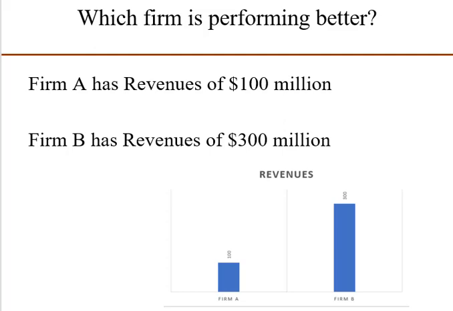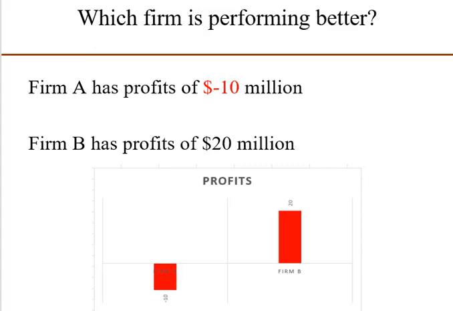So let's look at scenario two. Firm A has profits of minus 10 million. Firm B has profits of 20 million. Even though we still have limited information, at least we can generally speaking say, yes, it's better to make money than to lose money. So saying that firm B is performing better than firm A is probably a good call.